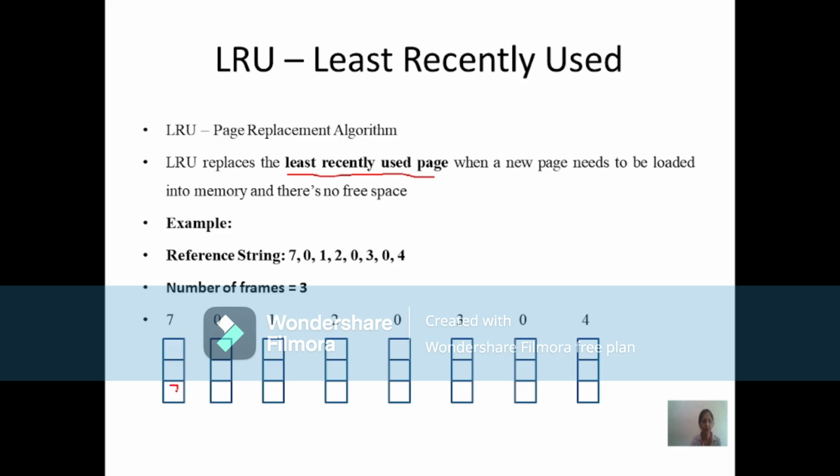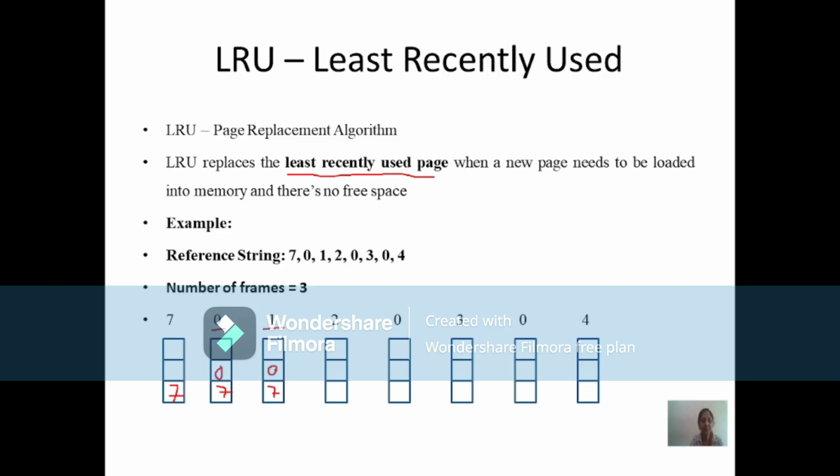7 0 1 2 0 3 0 4. For the first time, if you see, all the frames are empty. So there is a page fault and we load page number 7 in one of the frames. The next is page number 0. There is a demand for page number 0. We already have 7 in the frame and you see page number 0 is not there in the frame. So there is a page fault. We load page number 0 into the frame.